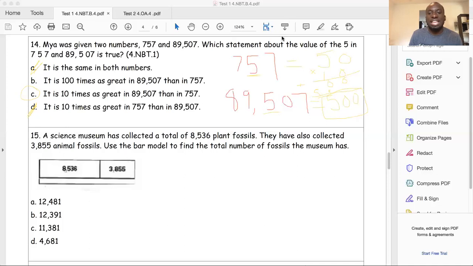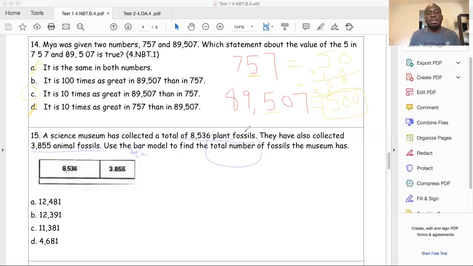Number 15, the last one. It says a science museum has collected a total of 8,536 plant fossils. Let me underline that, that's important. They have also collected 3,855 animal fossils. That's important. Using this bar model, we also call this the area model, to find the total number of fossils the museum has.